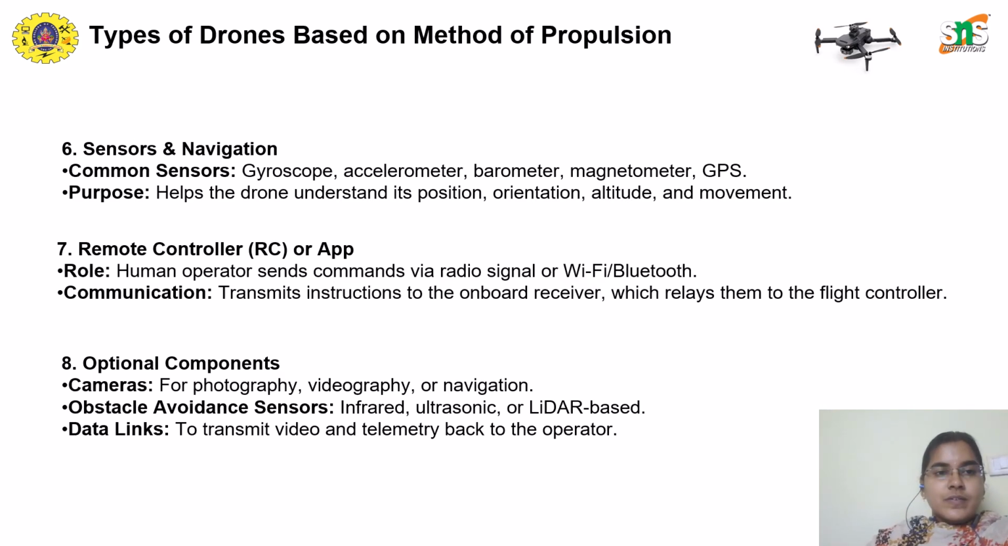Then come the sensors and navigation, as we have many sensors integrated now, mainly GPS for navigation and for a better understanding of orientation and attitude of movement. For the remote controller or app, nowadays we have both remote controllers and app-based controllers, controlled over radio signal, Wi-Fi or Bluetooth. It transmits instructions to the drone and receives data, relying on the flight controller.